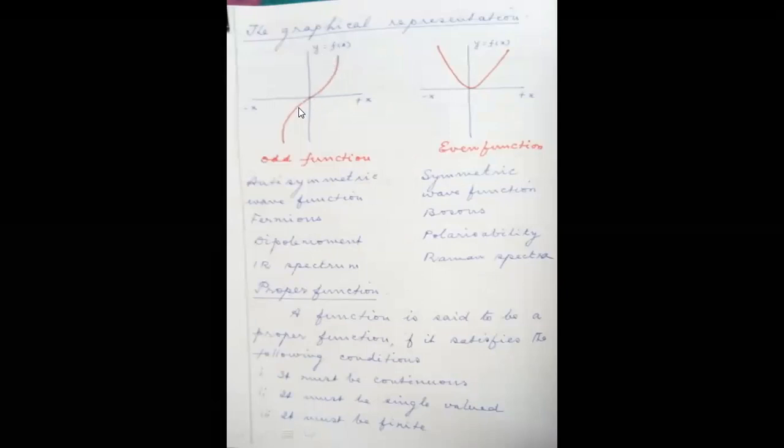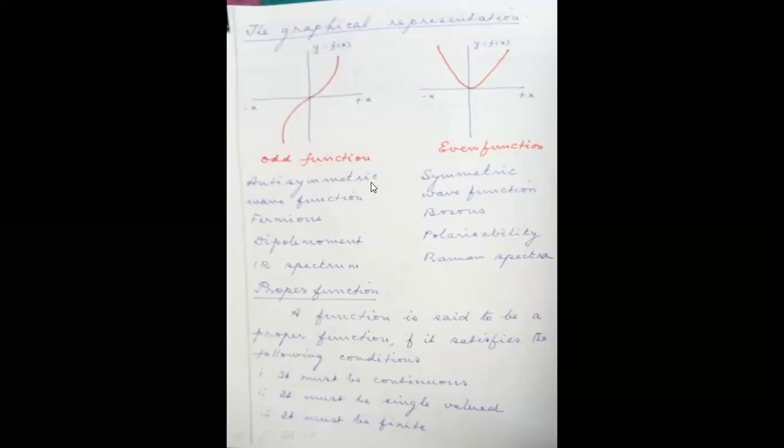For when x is minus, y is also minus. But in the case of an even function, when x is plus, y is plus. When x is minus, y is also... sorry, y is also plus. So when x is plus, y is plus. When x is minus, even then y is plus. This is called the even function.